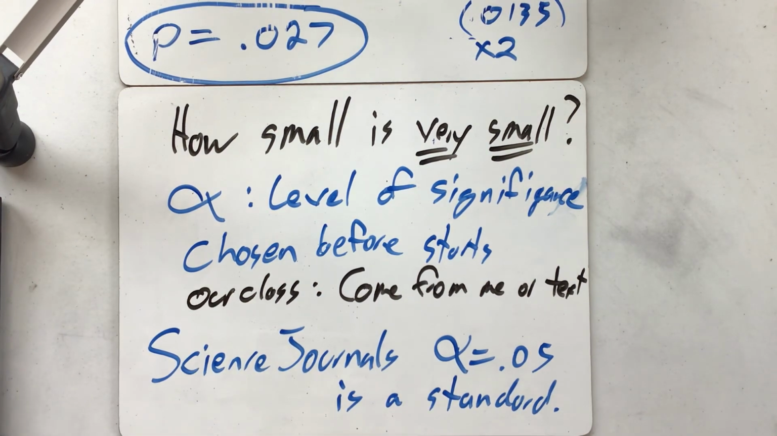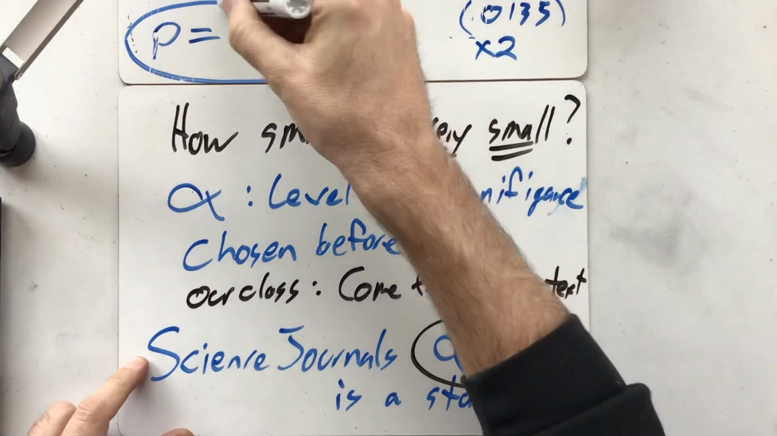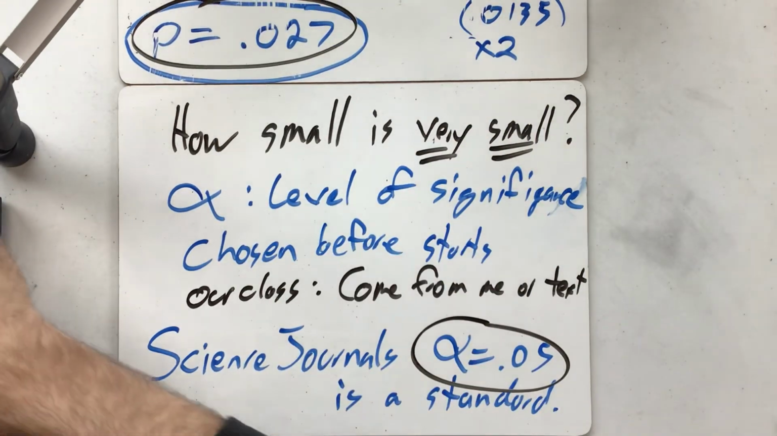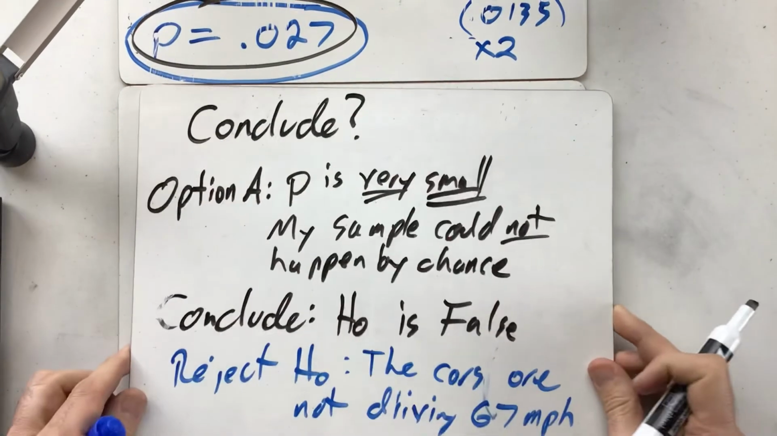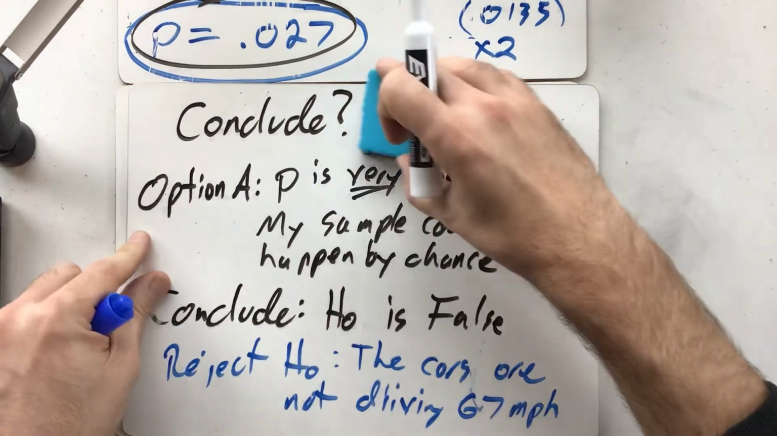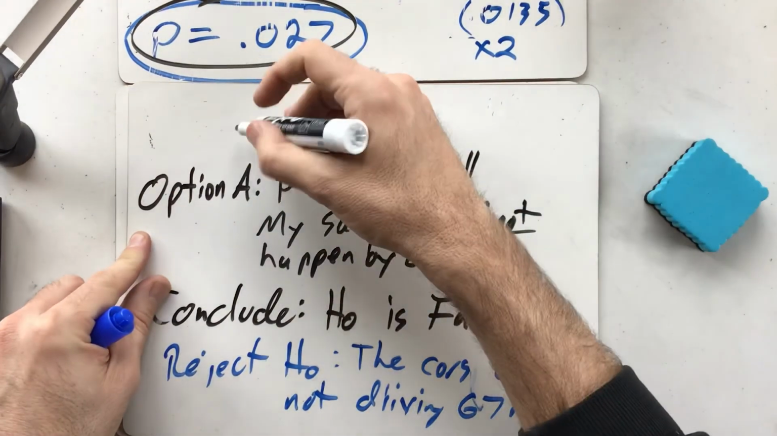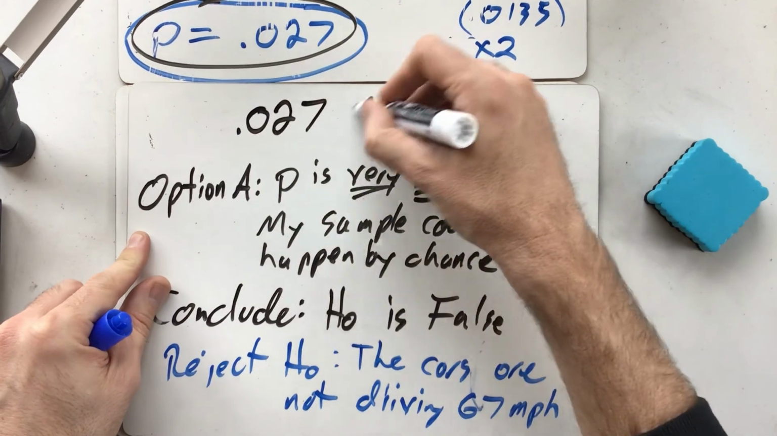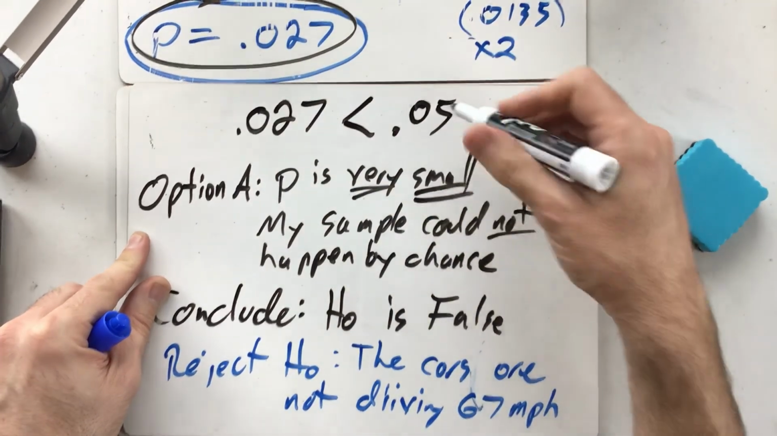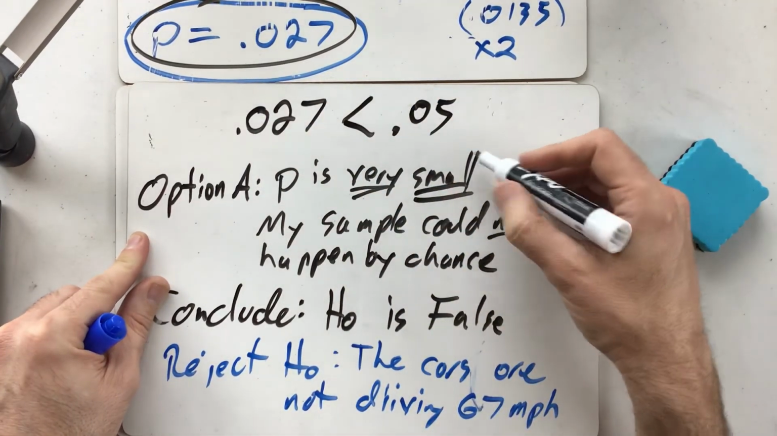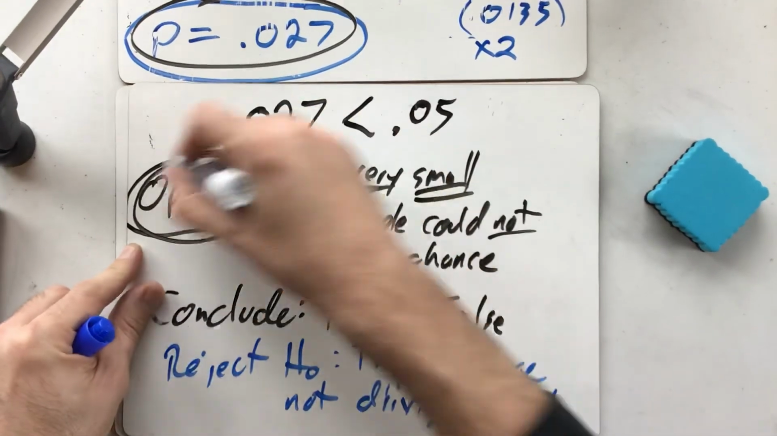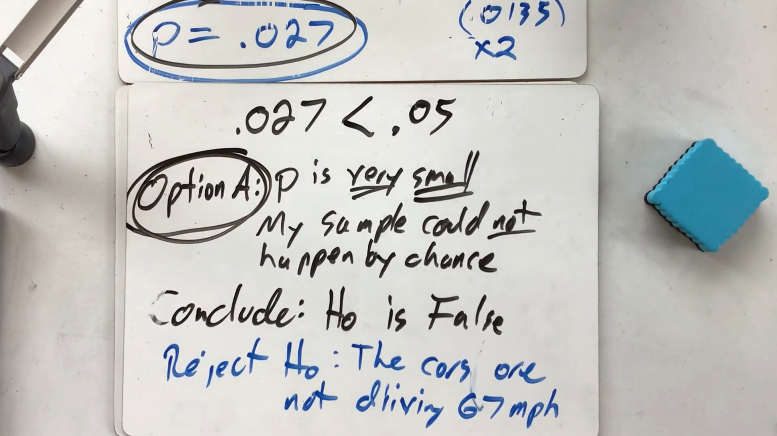If 0.05 was my alpha, I would compare my p-value to 0.05, and I would say that 0.027 is less than 0.05, so that means p is very small, and so option A is what I would have. If I were doing this problem and alpha was 0.05, then my conclusion would be that we reject H naught, the cars are not driving 67 miles per hour.